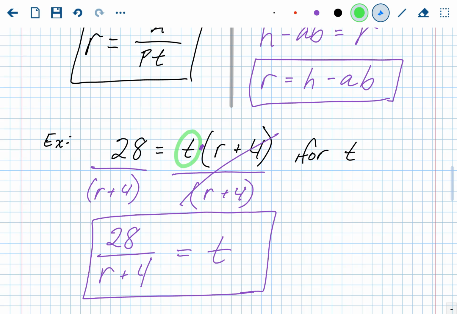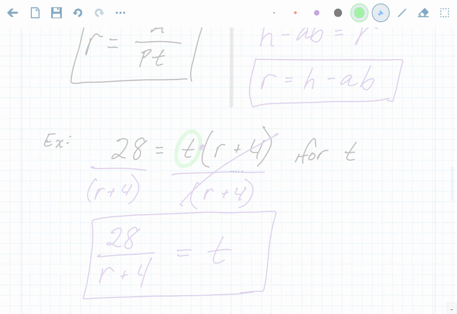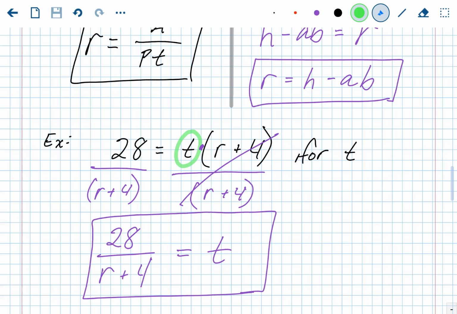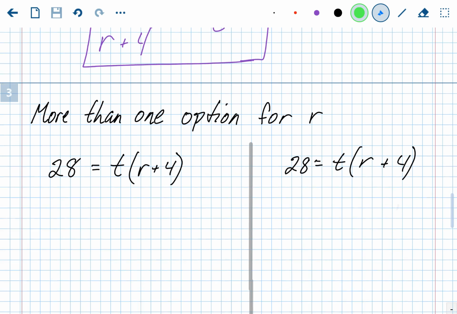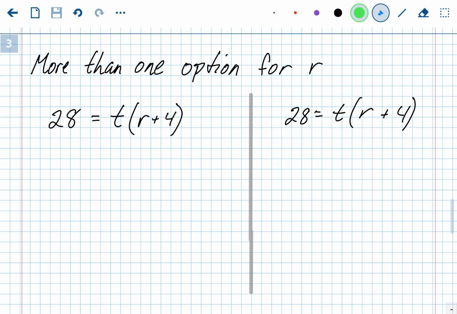Now this problem's an interesting one because we were solving for t in this problem, so we could move that whole r plus 4 over. But what if we were solving for r? If you're solving for r, you have more than one option. If we were in live class and I asked how you would solve this, there's no better way, but there are two ways to do this.